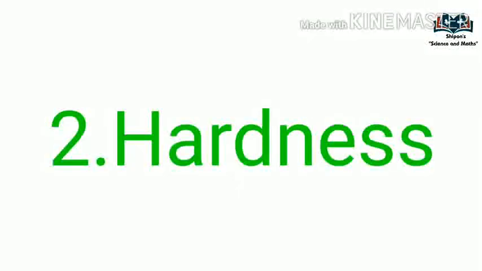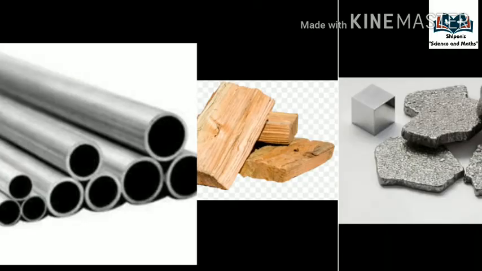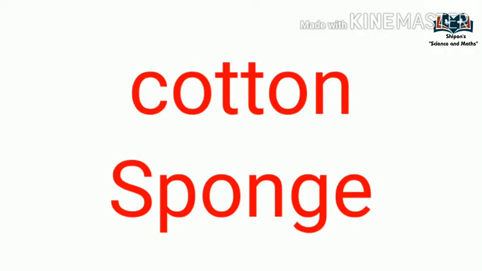Our second property is hardness. When you press different materials with your hand, some of them may be hard to compress while others can be easily compressed, isn't it? Yes, wood, aluminium, stone, etc. are hard, whereas cotton, sponge are soft. So, on the basis of hardness also we can sort materials into groups.